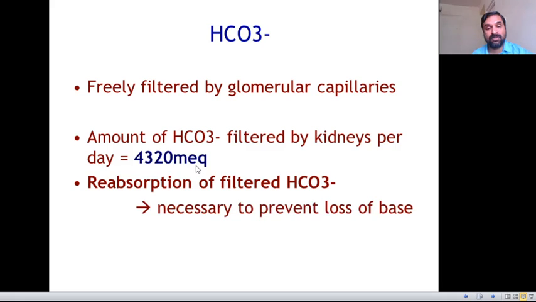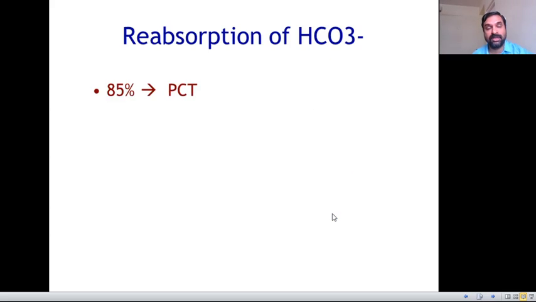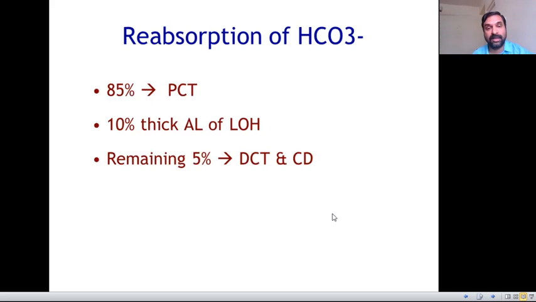And reabsorption of filtered bicarbonate is necessary to prevent loss of base. 4320 milliequivalent is filtered per day, out of which 85% of filtered bicarbonate is reabsorbed in PCT and 10% is reabsorbed in thick ascending limb of loop of Henle. About 5% is reabsorbed in DCT and collecting duct. Okay. So reabsorption of bicarbonate, 85% is PCT, 10% thick ascending limb of loop of Henle, and remaining 5% in DCT and collecting duct.